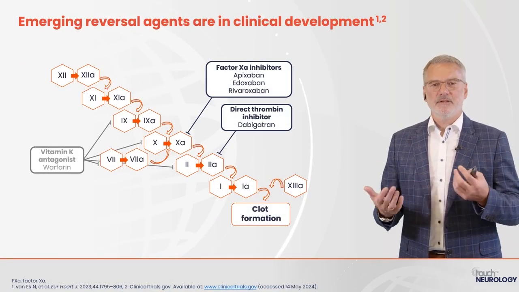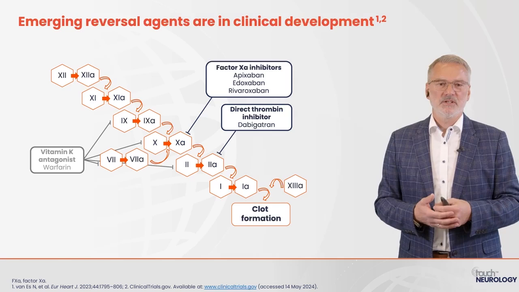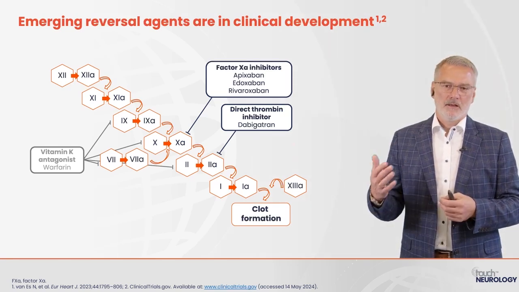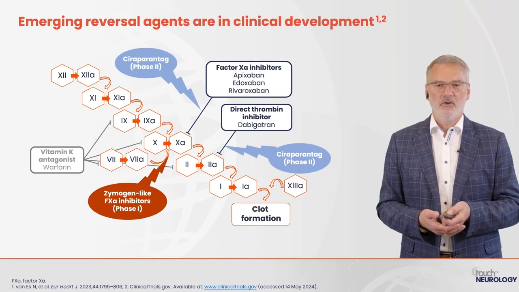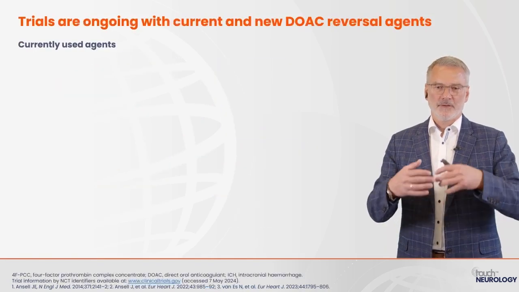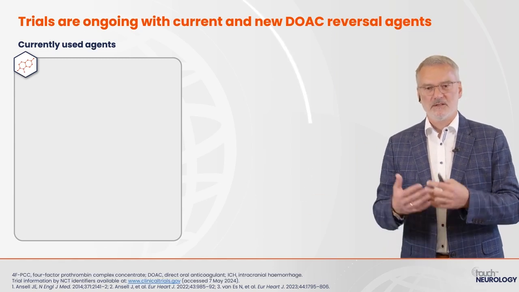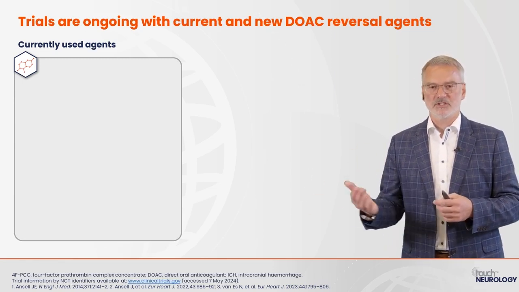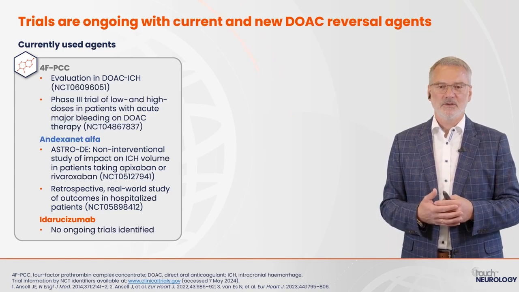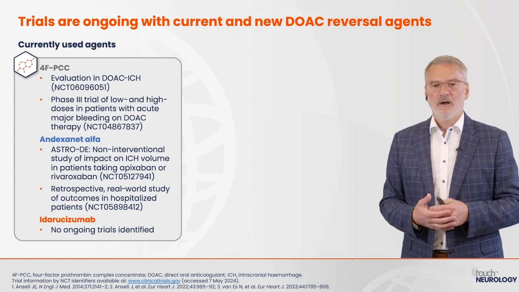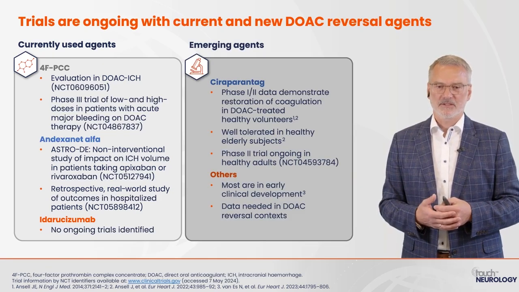Now that we have discussed the available reversal agents, I'd like to point out that there are more agents in clinical development. Siraparantag is a drug that is already in clinical phase 2, and other drugs are in early clinical development. We have summarized the ongoing trials with DOAC reversal agents, including the existing reversal agents such as PCC or andexanet alpha. We did look at idarucizumab, but we could not identify ongoing trials at present. And listed here are also the reports on emerging agents, including siraparantag and other drugs.